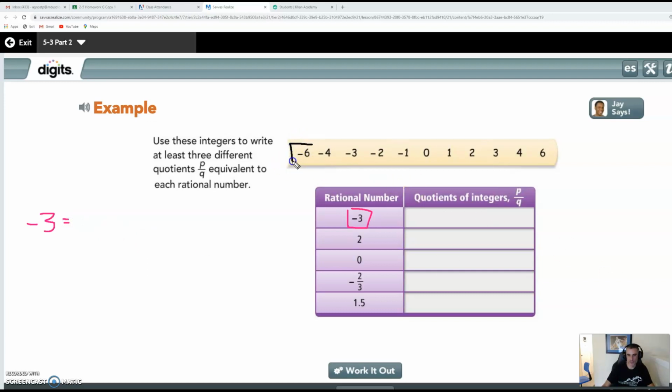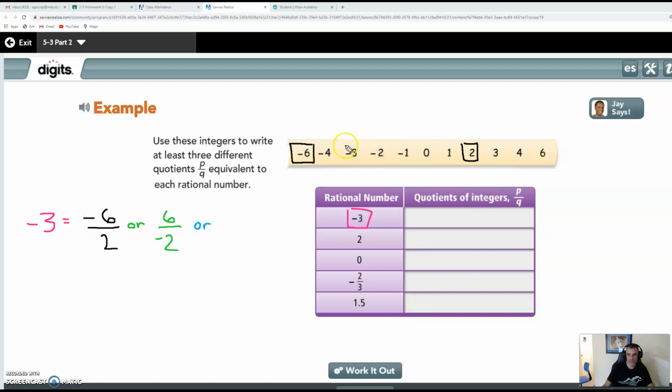I could take, for example, negative 6 and divide it by positive 2. That's going to equal negative 3, right? I have a negative divided by a positive, which gives me the negative, and 6 divided by 2 gives me the 3. But that's not the only possibility. What if I switch the negative to the bottom? I could do positive 6 divided by a negative 2. That's also going to equal negative 3. I still only have one negative sign, which makes the whole thing negative, and then 6 divided by 2 is 3.